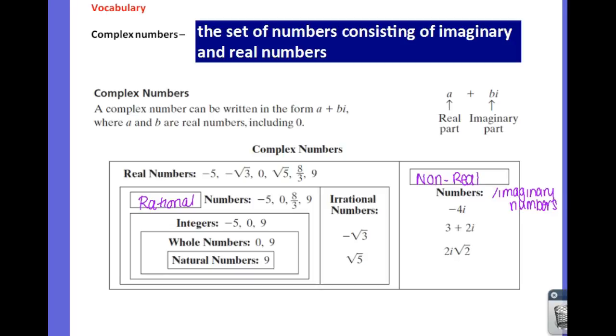So again, here's what we believed up to this point over here on the left. What we believed was that the only thing in the universe in terms of numbers was that we lived inside this box. Now our box has been expanded. And now we have this new part, and that's the imaginary part.